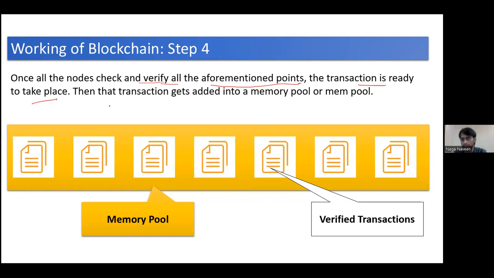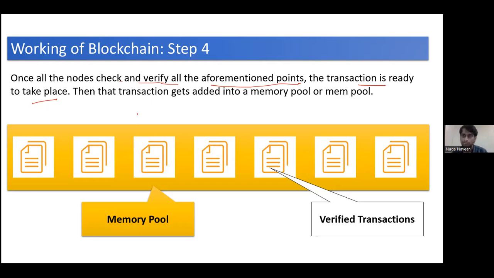Now, this is not the end of the story. Then the transaction gets added into the memory pool. Initially, when I was talking about the history of blockchain, I referred to it before introducing something called Merkle trees. One transaction will have a hash, another transaction will have a hash. We don't know the method of combining these two transactions into a single hash. But with the introduction of the Merkle trees, we are able to combine all the hashes of different transactions and generate a single hash, and they can be made into a block.